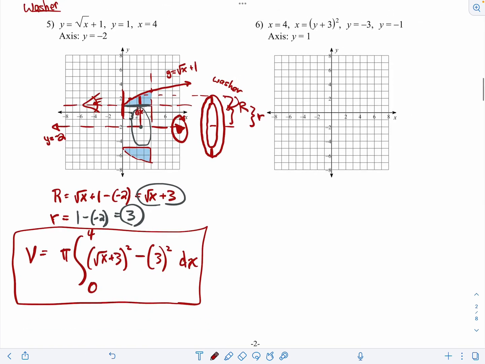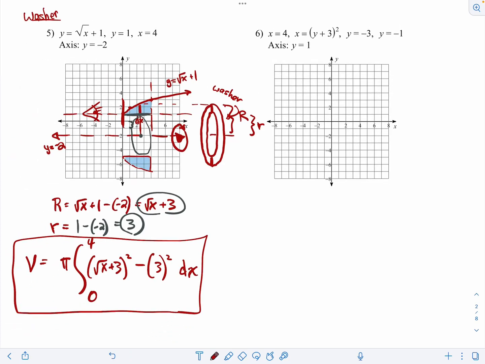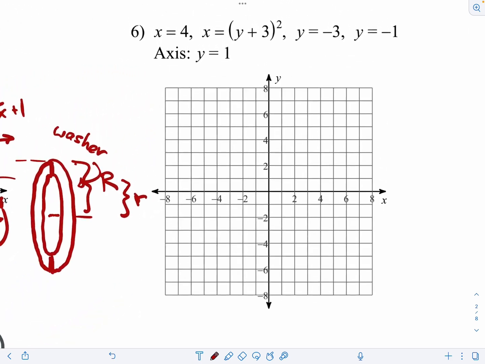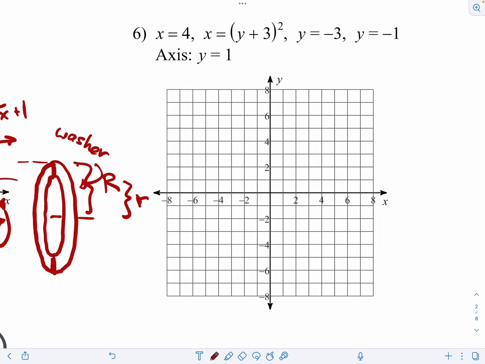We'll do another one that involves a little bit different thinking here, because now our region is in terms of x equals y plus 3 squared. So here are our functions. X equals 4, that's that one. X equals y plus 3 squared.